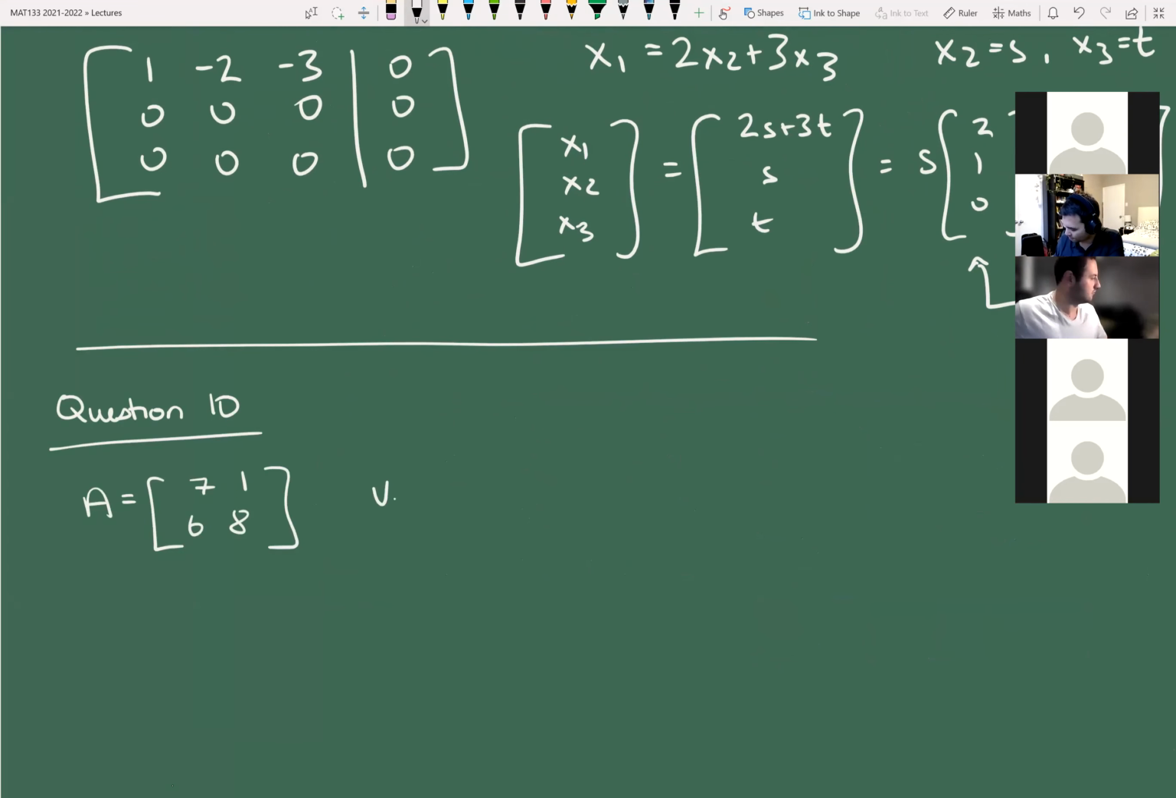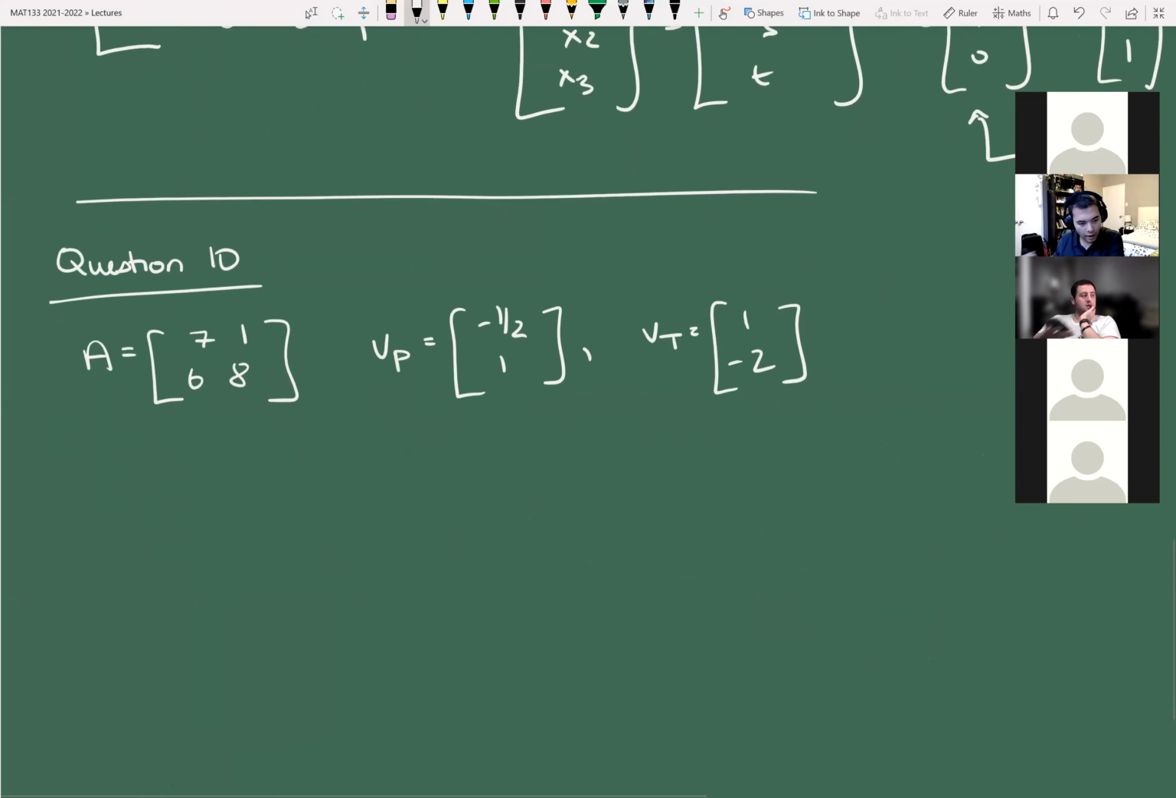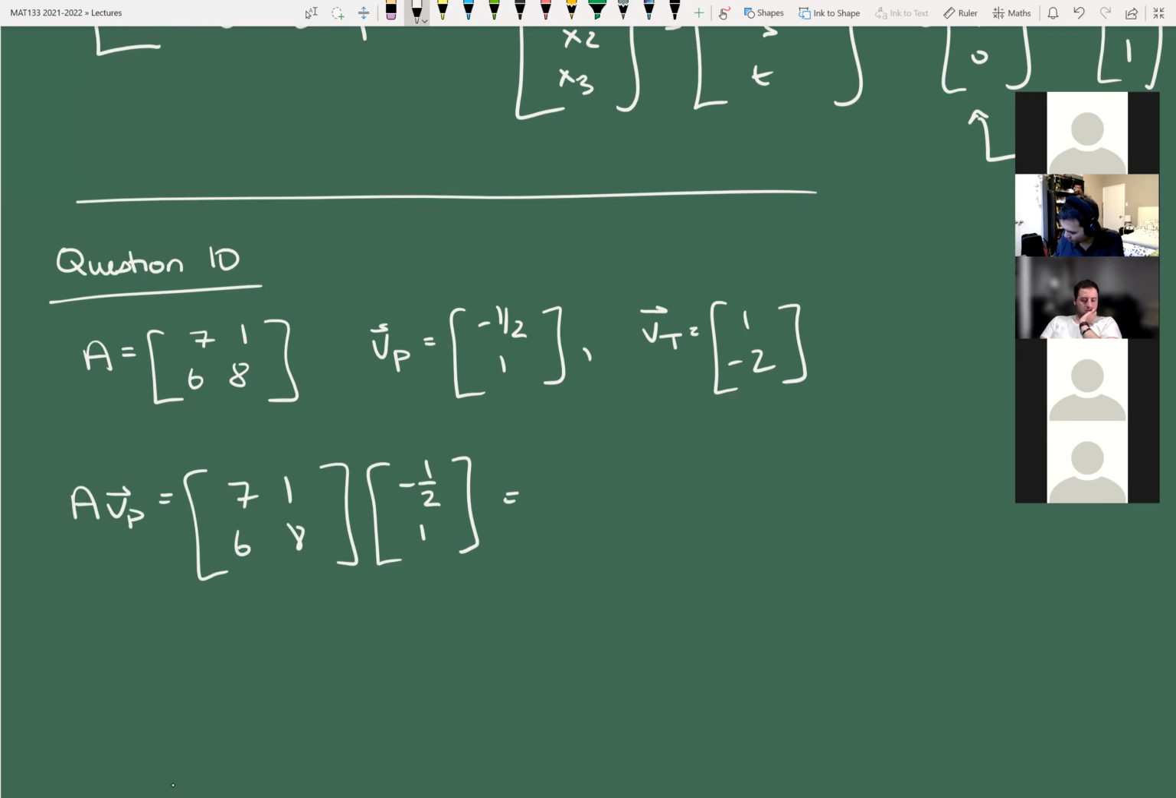Right, and we've got VP is [-1/2, 1]. We've got VT is [1, -2]. All right, and we can just try them out. So if we do A times VP, let me give these little vector hats. So that's going to be [7 1; 6 8] times [-1/2, 1]. And if we do that, what are we going to get?